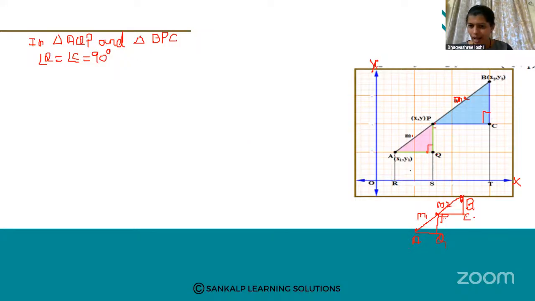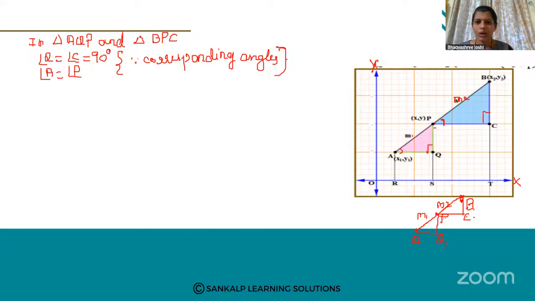Next, angle A and angle P are also equal. Q is equal to C, and angle A is equal to angle P. These two are corresponding angles, right? So angle A is equal to angle P, corresponding angles, right?